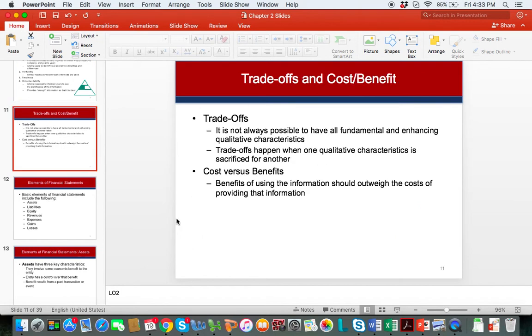So trade-offs and cost benefits. The trade-offs piece: it's not always possible to get all the information, but the information that you do get will enhance the qualitative characteristics and the information that you receive in the business, so that basically you're not trading off critical information for less critical information. And then the cost benefit.